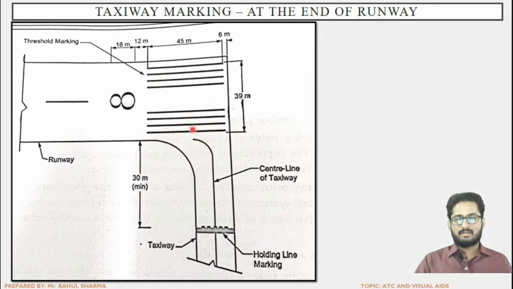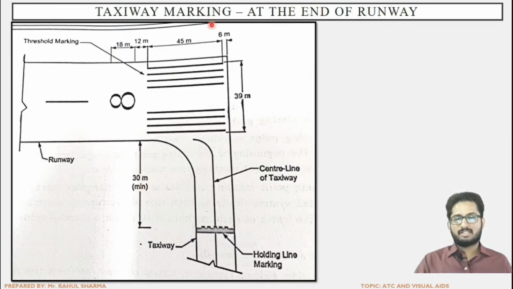Next, these are the runway threshold markings which we have already seen. This is the runway designation marking which we have seen in the last session, where the azimuth is from 75 degree to 84 degree. This will be the designation. This is the runway center line marking. Again, the runway labeling has been shown, threshold marking has been shown.